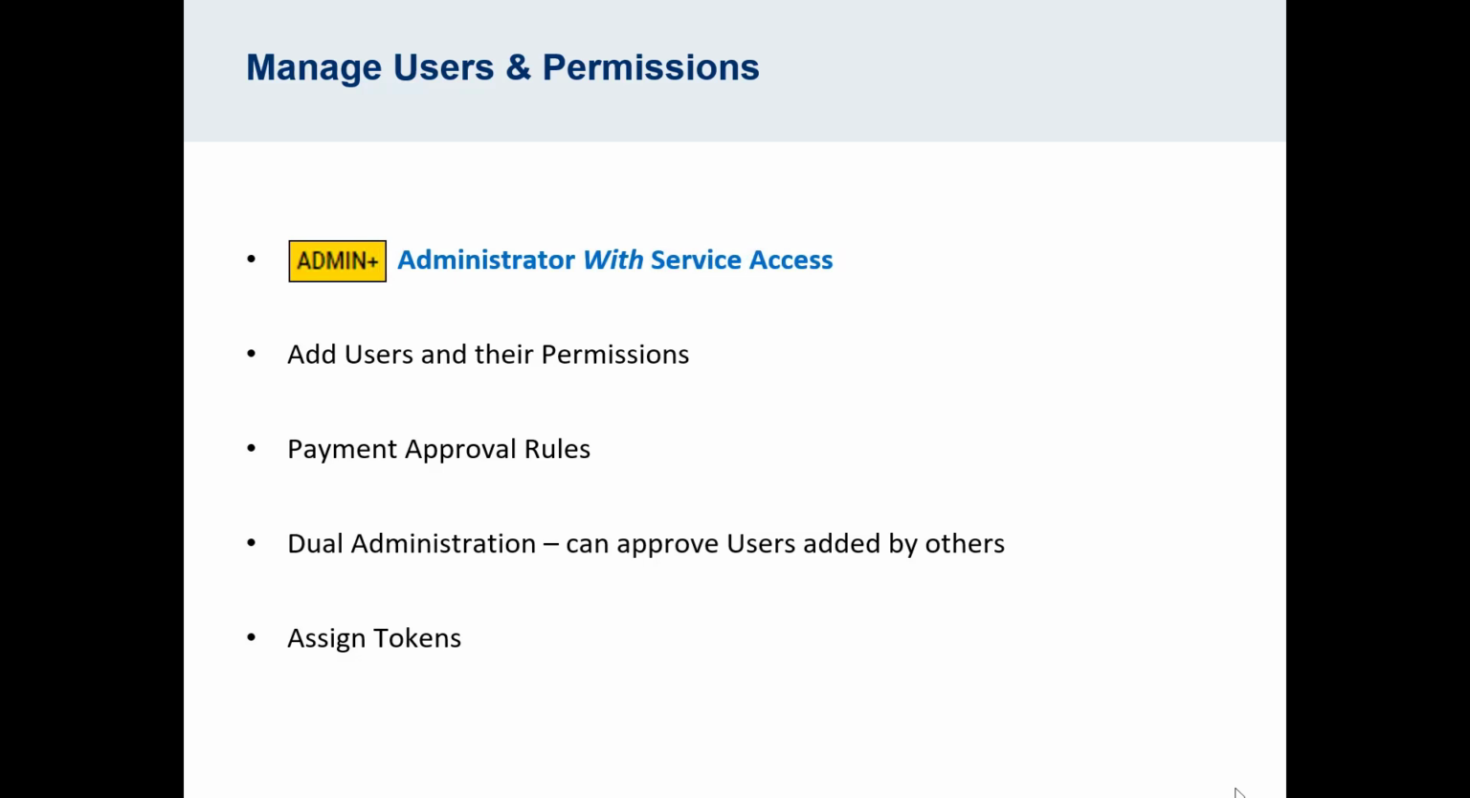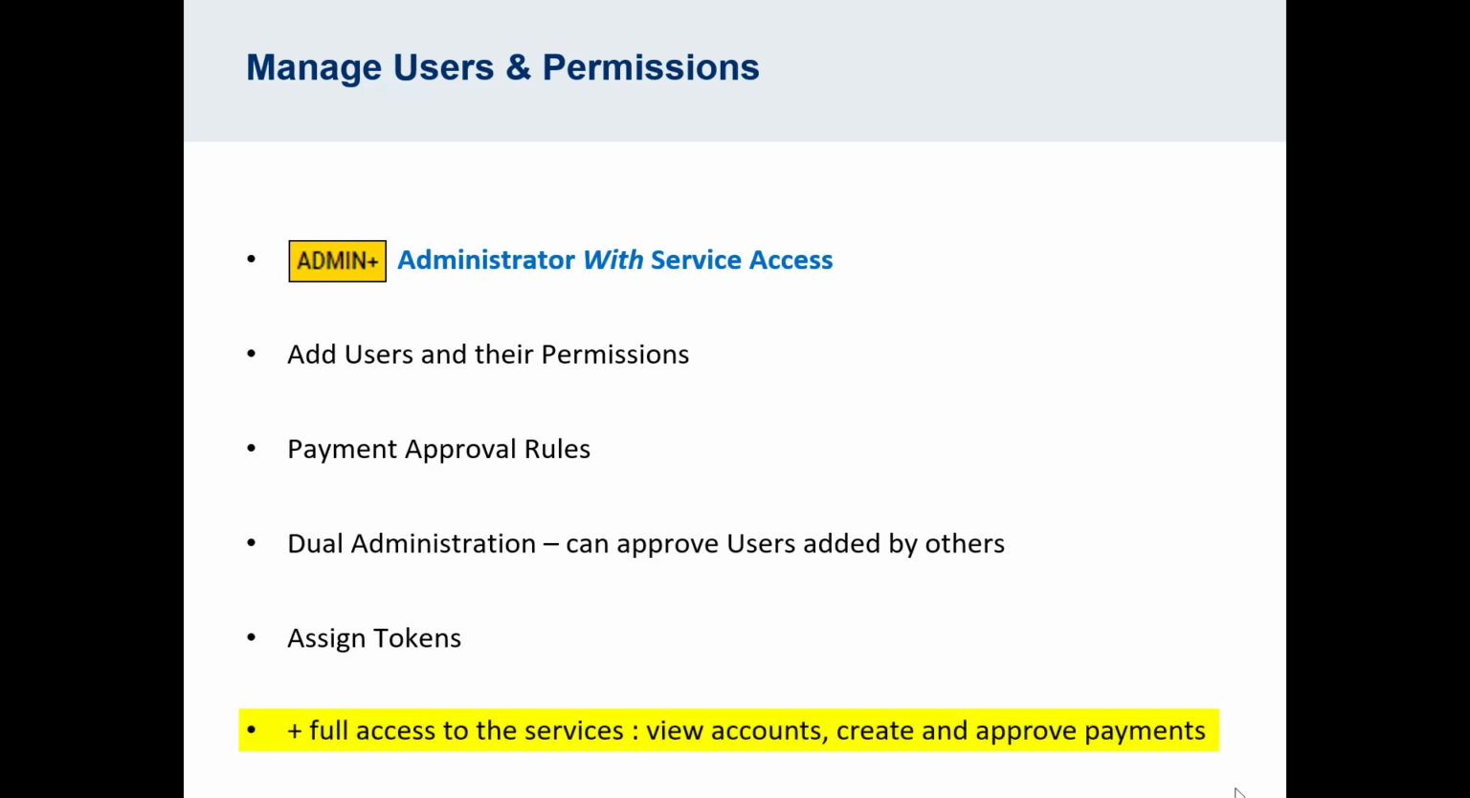The second type is an admin plus, or an administrator with service access. This type is like a super user. They can do all of the administrative activities of adding users, granting permissions, setting up the rules and assigning tokens, as well as dual approval, and they can access the services themselves, so they can make payments or view the accounts. Your profile's administrators will be set up as either admin or admin plus based on the conversations you had with your RBC representative when you were originally enrolled for RBC Express.